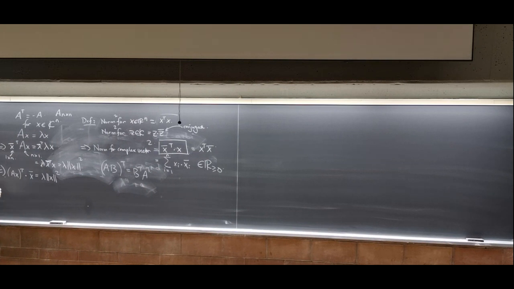What is this transpose? Well, this equals x transpose A transpose, right? Times x bar, which equals lambda squared times the norm of x squared. Which also equals minus x transpose A times x bar.